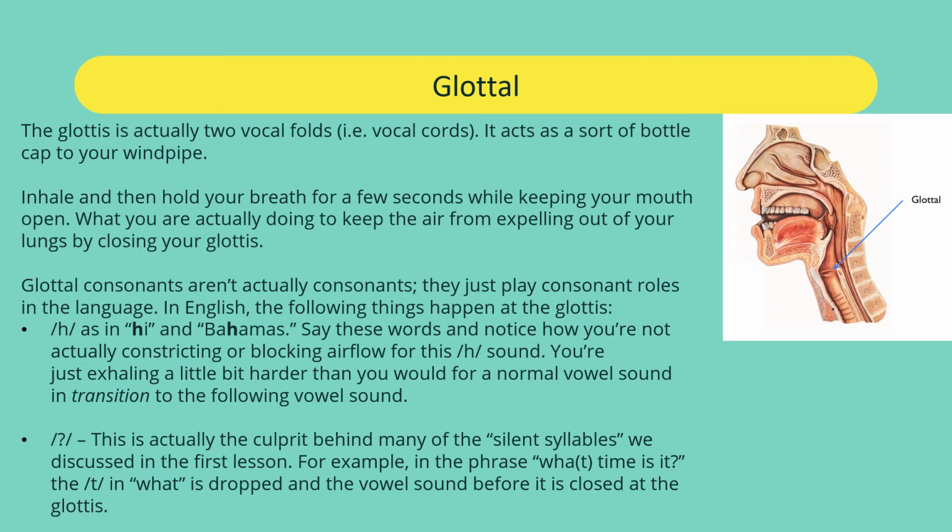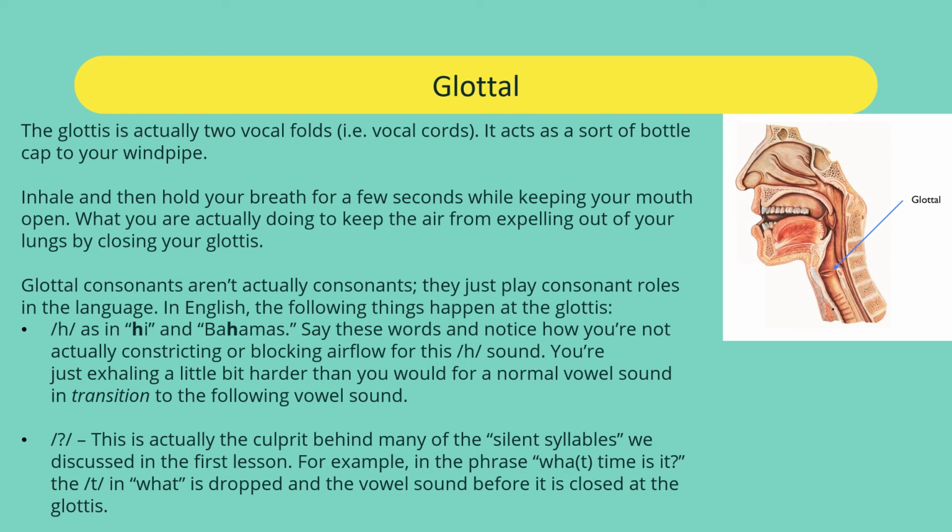Now, the last one is about glottal. The glottis is actually your two vocal cords. It acts as a sort of bottle cap to your windpipe. Inhale and then hold your breath for a few seconds while keeping your mouth open. What you are actually doing is keeping the air from expelling out of your lungs by closing your glottis.